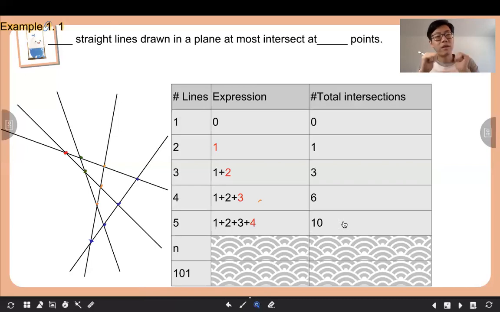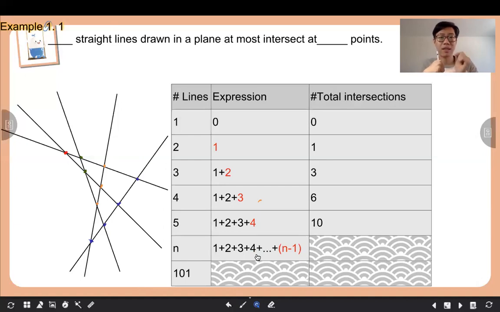Okay, now enough enumeration. Let's go for the general case. If I give you n lines, this n could be any number. How should I write the expression? All right, 1 plus 2 all the way to n minus 1, because the nth line will intersect with the previous n minus 1 lines. Then how should we calculate it? What's the sum of it? Do you know it?